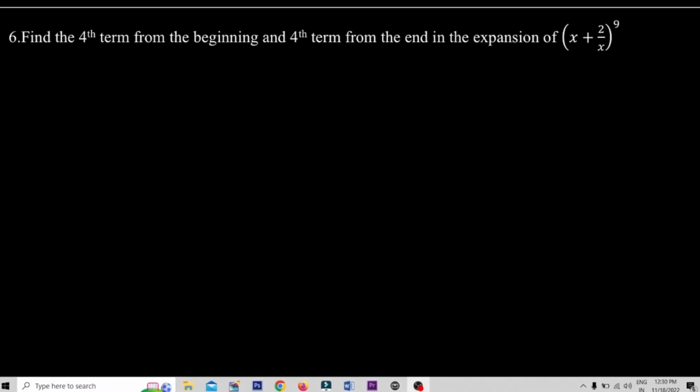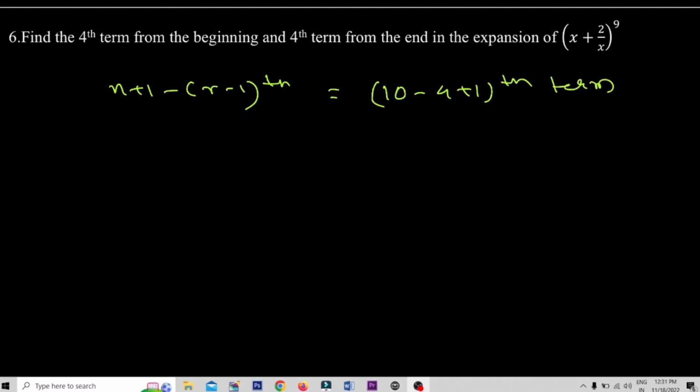Next, sum number 6. Find the 4th term from the beginning and 4th term from the end. So once again that concept: the rth term from the end in (a plus x) whole to the power n is the (n plus 1 minus r)th term from the beginning. It means here it is 9 plus 1, that is 10 minus 4, so 6, plus 1, the 7th term from the beginning.